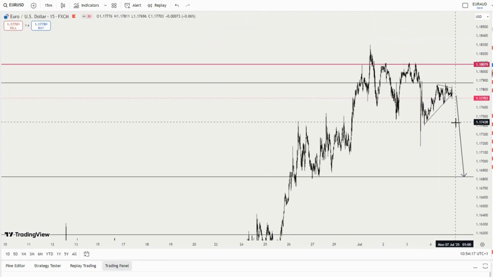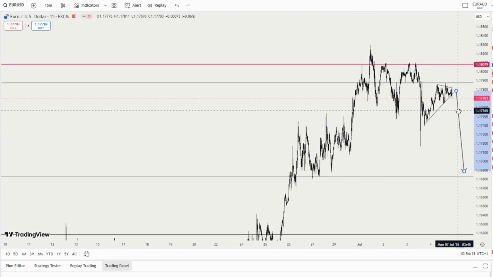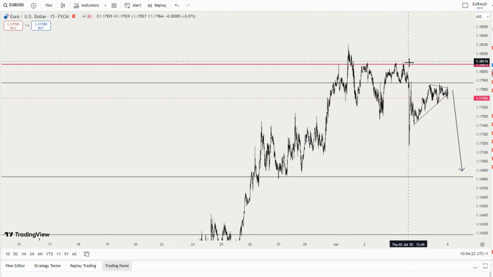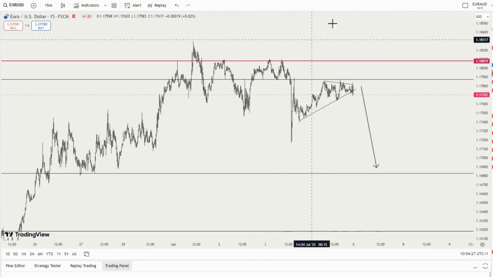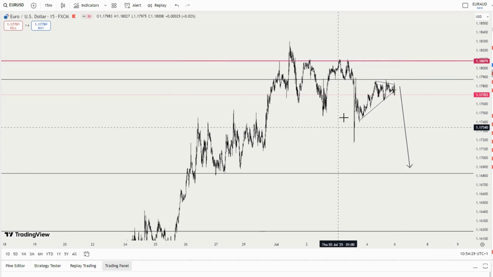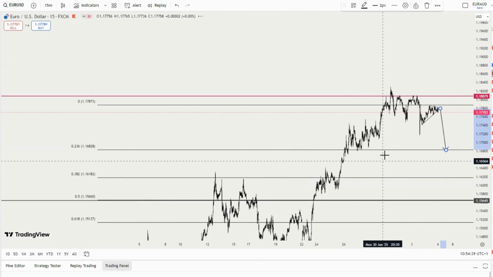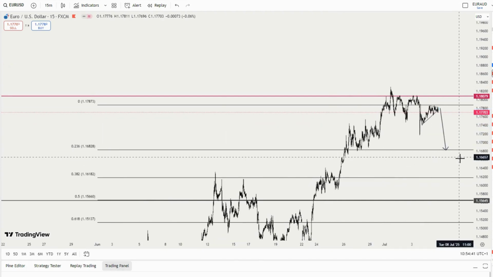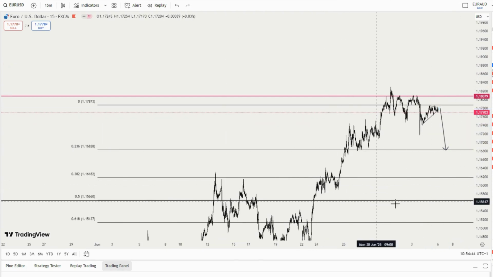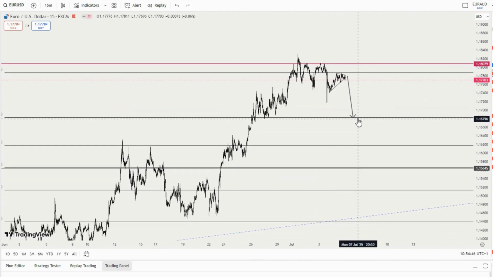So if price breaks that to the upside, then I'll wait for price to break 1.18079. Then I'll start looking for a buy setup at that particular area. But for now, I'm looking for a sell setup back to this level of 1.16825, and that is the 23.6 Fibonacci retracement. But for the 50% Fibonacci retracement level, this is it.